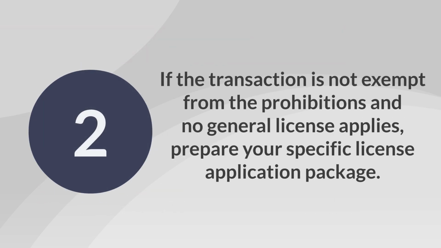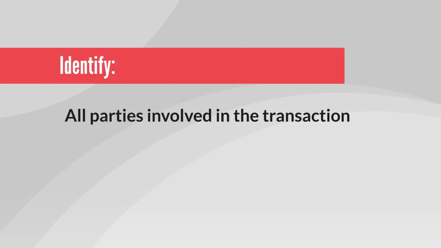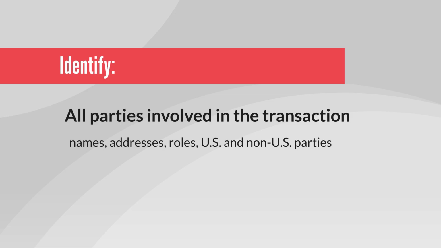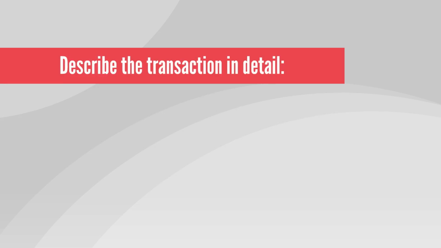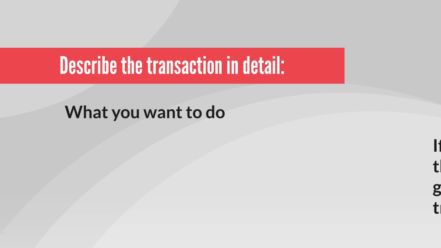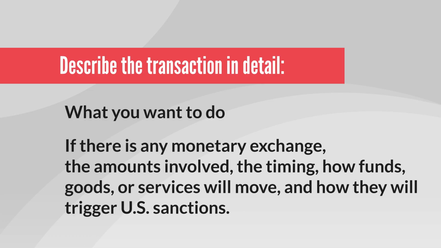If the transaction is not exempt from the prohibitions and no general license applies, Step 2 is to prepare your specific license application package. You will need to identify all the parties involved in the transaction, including names, addresses, roles, U.S. and non-U.S. parties, and any sanctioned persons or countries. You should describe the transaction in detail, what you want to do, if there's any monetary exchange, the amounts involved, the timing, and how funds, goods, or services will move, and how they will trigger U.S. sanctions.